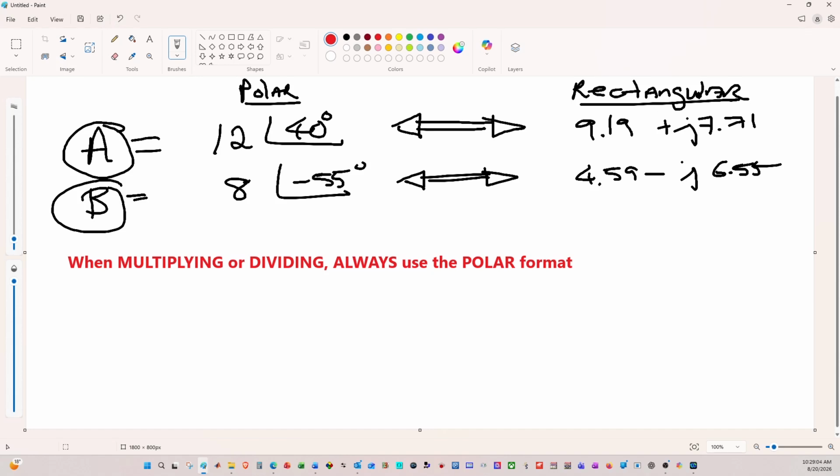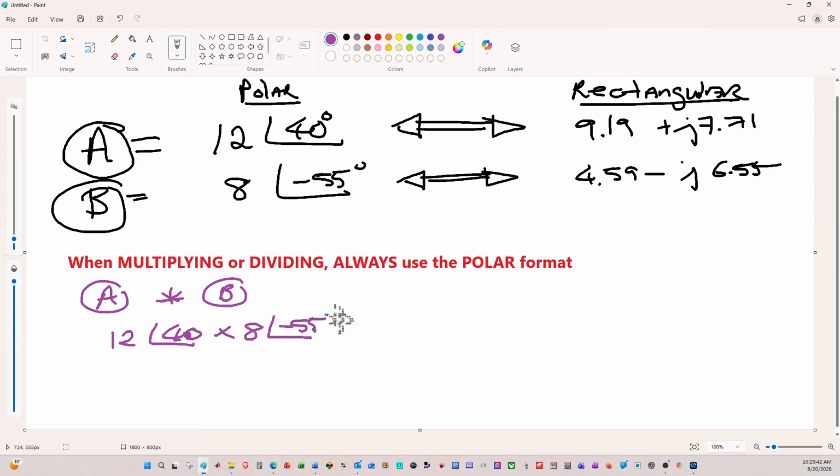I'm going to start off by doing A multiplied by B. So for A multiplied by B, I'm going to write down 12 with an angle of 40, and that is going to be multiplied with 8 and an angle of minus 55. Now what I'm going to do is take the two numbers on the outside of the bracket and literally multiply them with each other. So in this case, 12 times 8 is going to give me a value of 96.